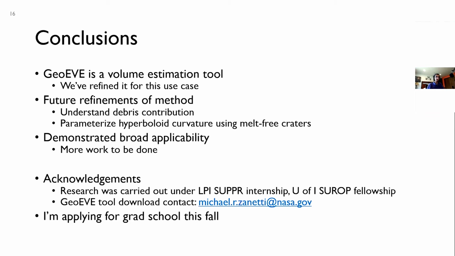It would also be better if we could parameterize the curvature of the hyperboloid using other data, using melt-free craters, so that we don't have to use a pointy cone fit. And the method that we've shown is also very broadly applicable to any planetary surface. So you don't just have to use this on the moon. It could also apply to surfaces like Mercury or Ceres. And so there's a lot more work that you could do with this.